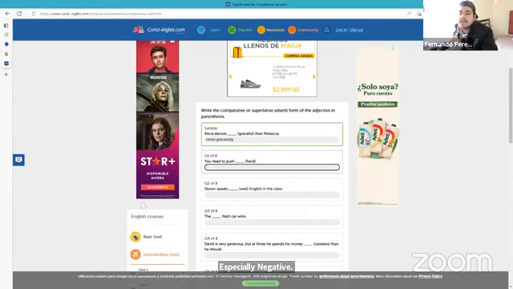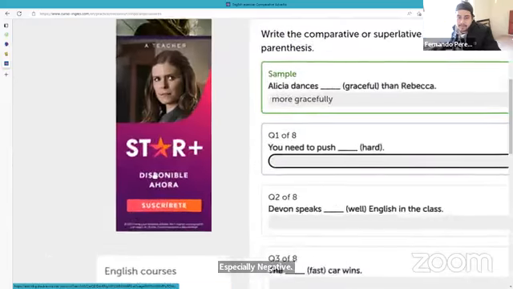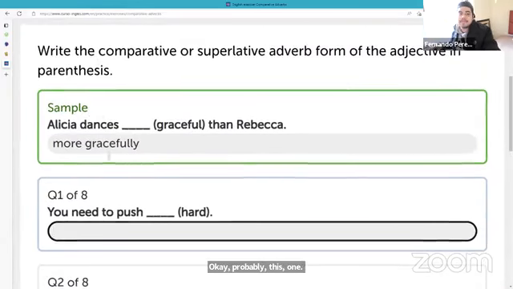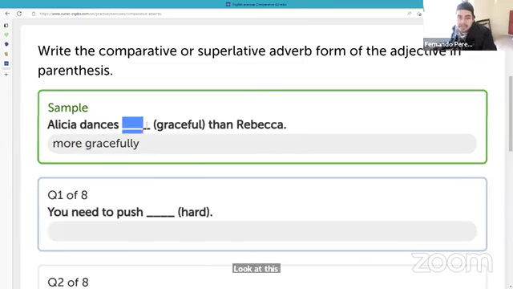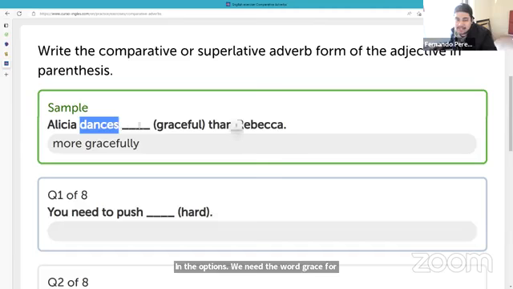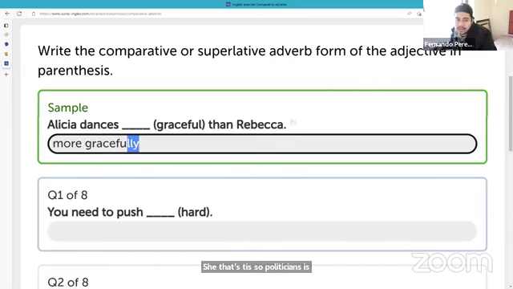Probably this one. Look at this. In the options, we need the word gracefully because we are talking about the way she dances. So Alicia dances more gracefully than Rebecca.